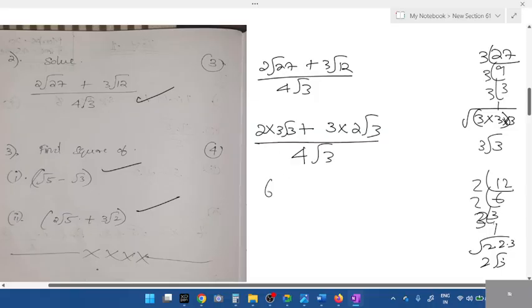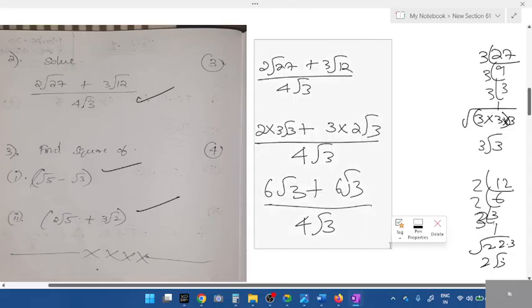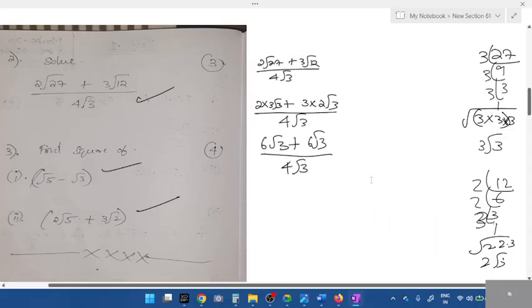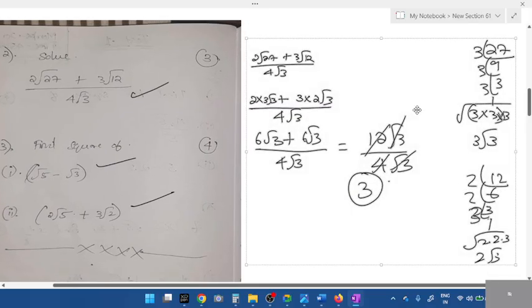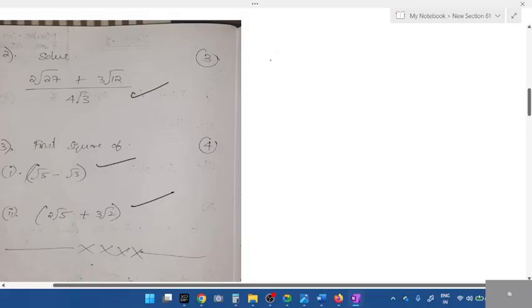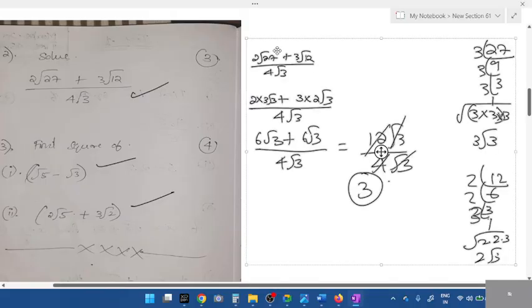So when you multiply, what is 3 to the 6 root 3 plus 6 root 3 divided by 4 root 3? Root 3 and root 3 are like terms, students. So 6 plus 6 is 12 root 3. 12 root 3 divided by 4 root 3. Root 3 gets cancelled. 4 ones are 4, 4 threes are 12. Both of you got 3 as the answer. 3. Next question. Just take a look.